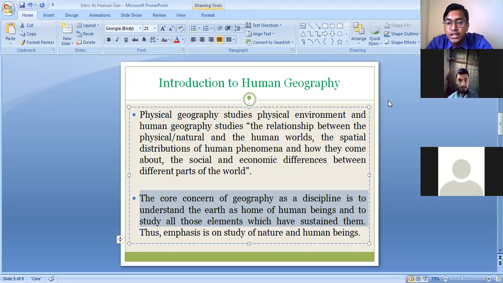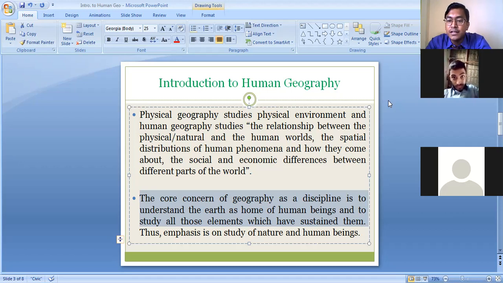So the main objective of studying geography as a whole discipline is to understand the earth as a home of human beings. We human beings live on this earth, so the entire earth is home to us, isn't it? Do human beings exist on other planets? No, human beings do not exist on other planets. Human beings exist only on this earth. So the earth is the home to human beings.